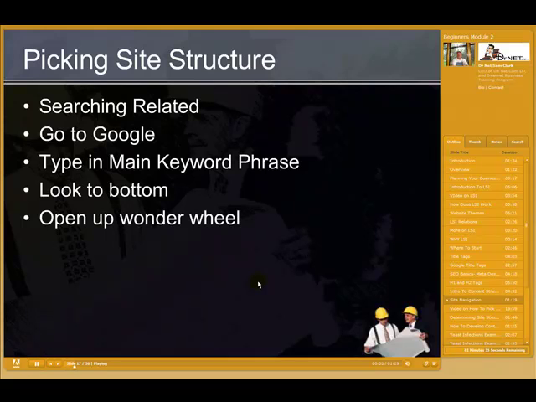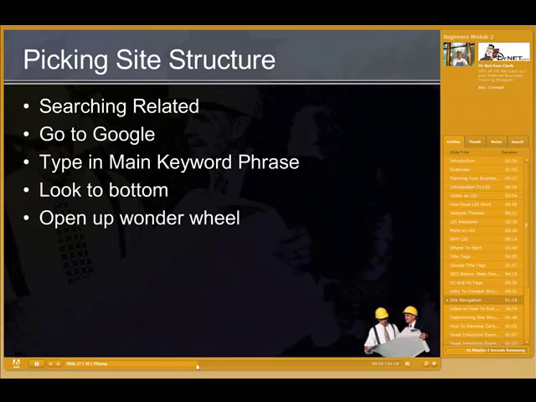Okay, we're going to talk about picking our site structure and how to do that. How do you pick out your site structure? I'm going to give an example and go through it in a video below. I just want to touch on a few things before we jump into that video. One thing is something called searches related. I want you to pay attention to that when I'm going through the video and how I'm utilizing that as potential, not definite, but potential site structure that I'm going to design.